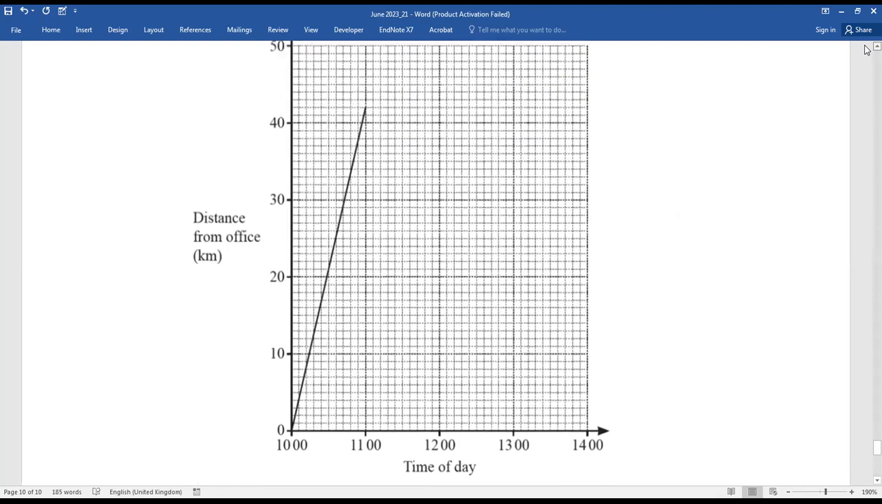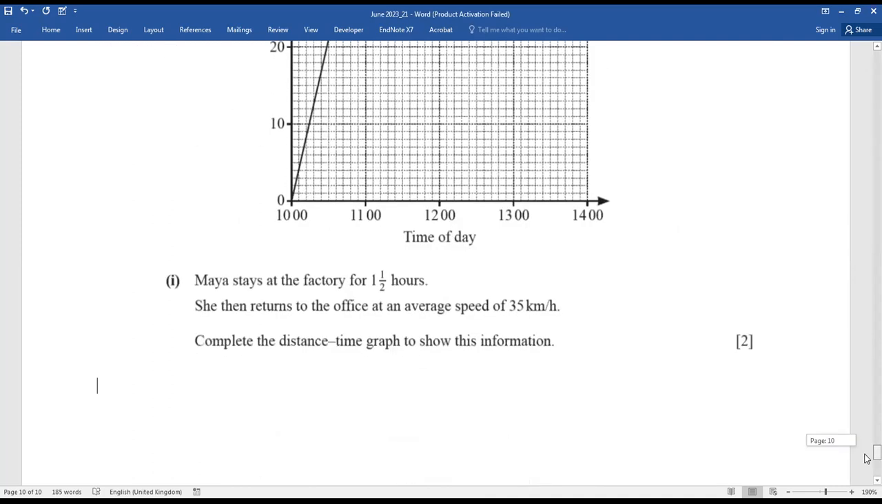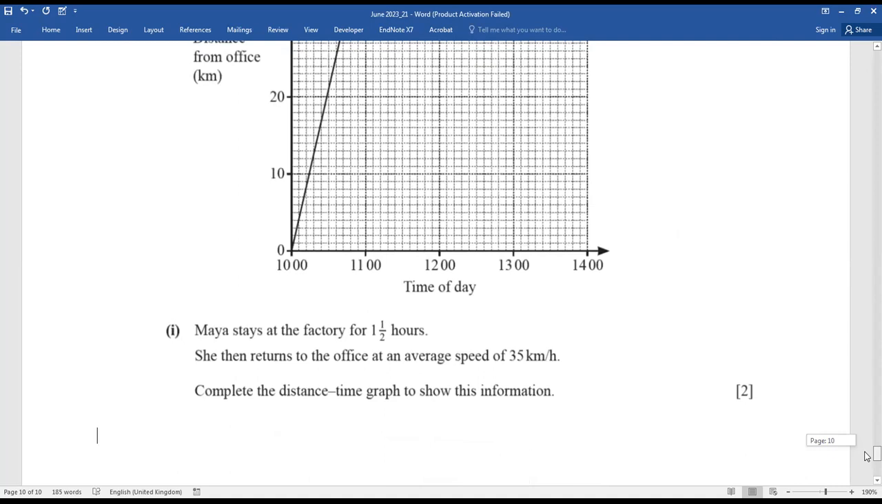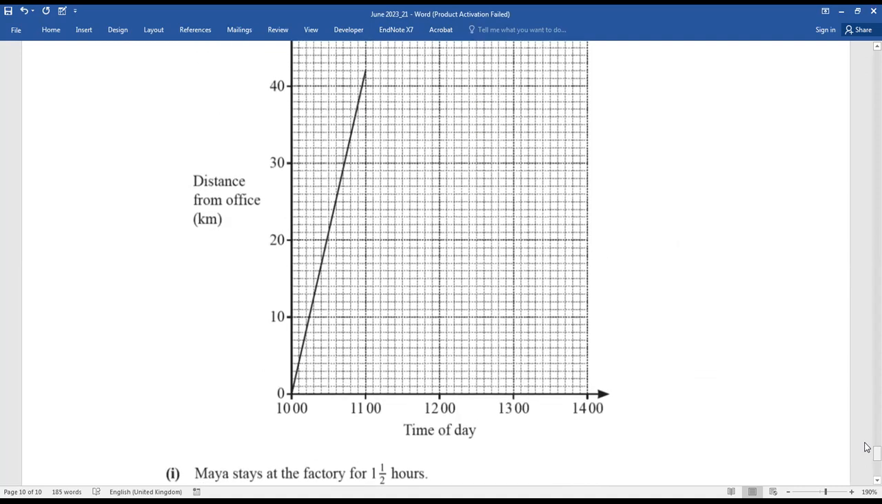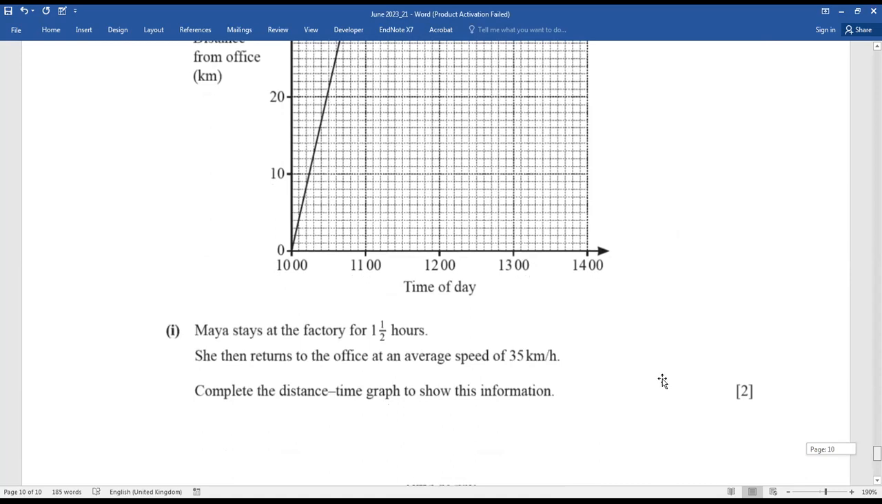It is a distance time graph. Maya leaves the office for a factory visit. The distance time graph shows the journey from office to the factory. Maya stays at the factory for 1.5 hours. She then returns at an average speed of 35 km/h. You already know that the distance that she has traveled is 42 km, and so we need to find the time that it takes for her to return.